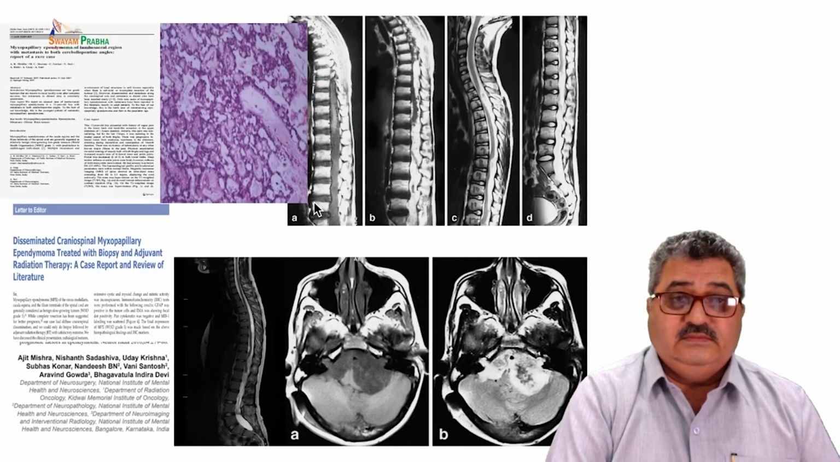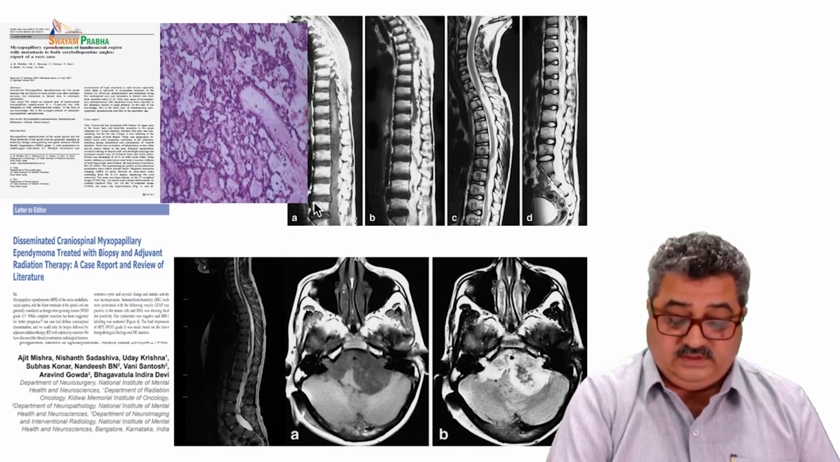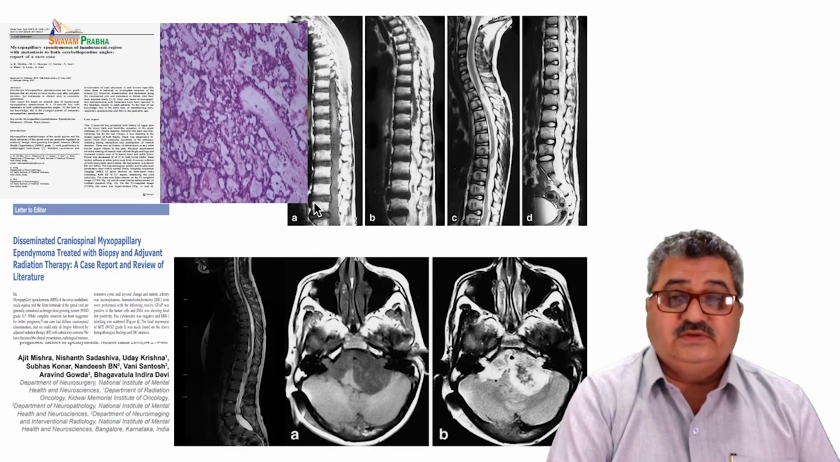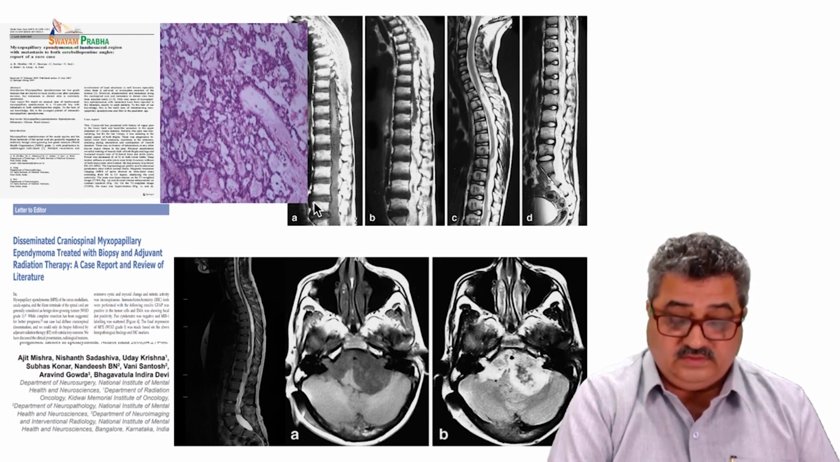Why they metastasize and recur may be because complete surgical excision is not possible. But the reason for the metastasis in this group of tumors is not completely known.